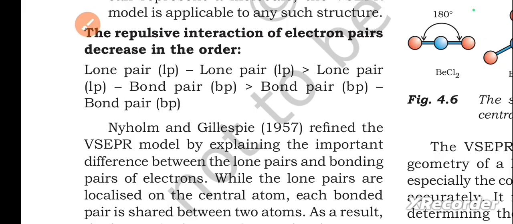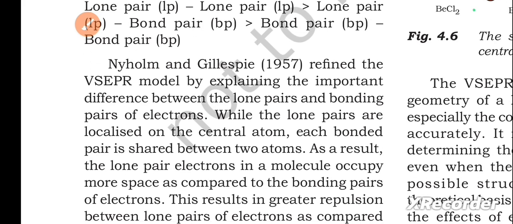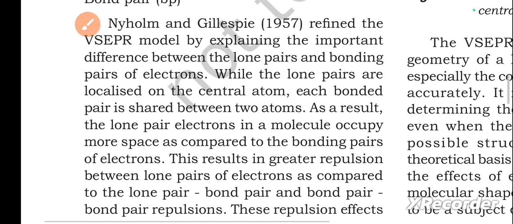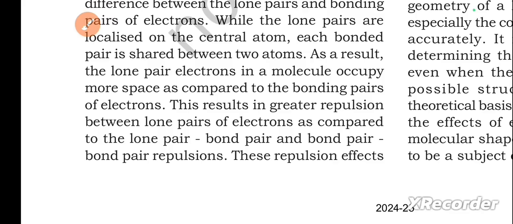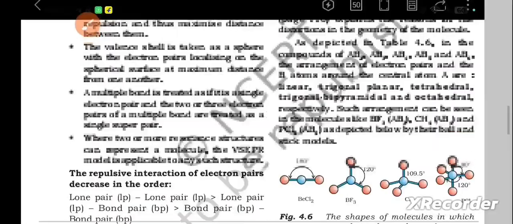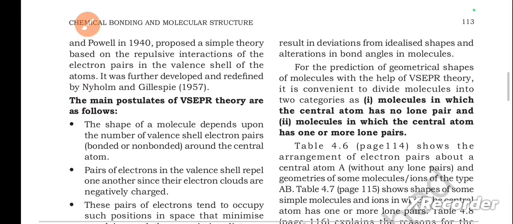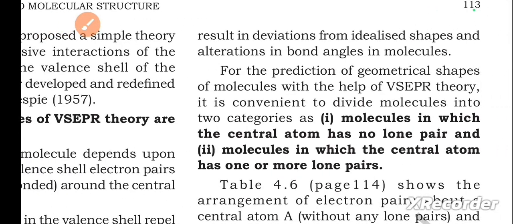Nyholm and Gillespie in 1957 refined the VSEPR model by explaining the important difference between the lone pairs and bonding pairs of electrons. While the lone pairs are localized on the central atom, each bonded pair is shared between two atoms. As a result, the lone pair electrons in a molecule occupy more space as compared to the bonding pairs of electrons. This results in greater repulsion between lone pairs of electrons as compared to the lone pair-bond pair and bond pair-bond pair repulsions. These repulsion effects result in deviations from idealized shapes and alterations in bond angles in molecules.